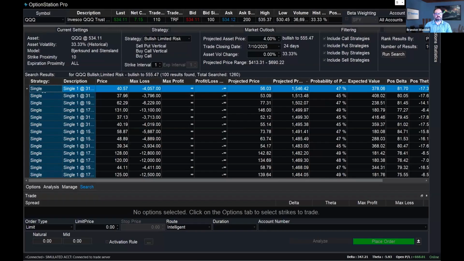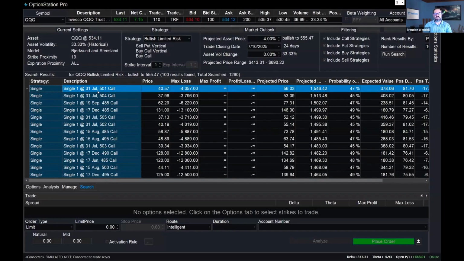So the projected profit, the biggest one would be a single call, the 501 31st July 501 call. Now, it costs $40. Max loss is being shown as 4,057. I think that must be times 100, obviously. It's one contract. So the max profit is obviously infinite. However, based on the price movement I'm expecting, it shows you the potential profit of $1,546. Probability of profit, though, is only 47%.